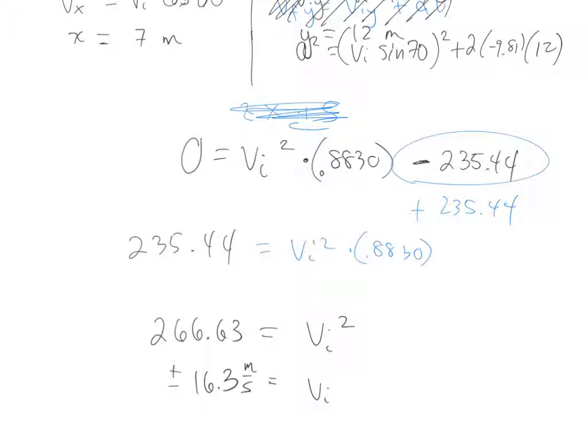If you want VIX, you would take 16.3 times cosine 70. If you want VIY, 16.3 times sine of 70. This is VI that you got here. So in reality, even though it's plus or minus, it's got to be plus because our angle is what gives us its direction anyway. Yeah.